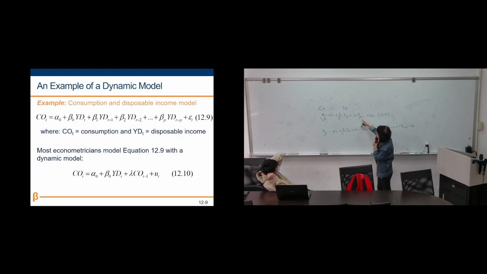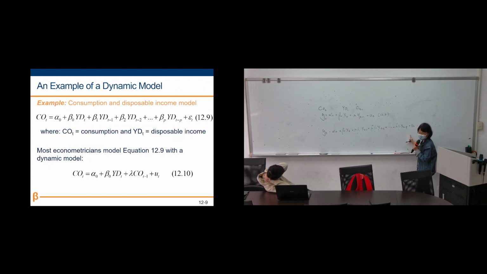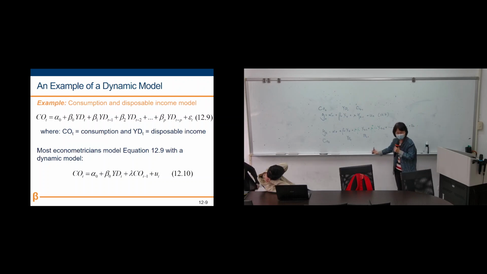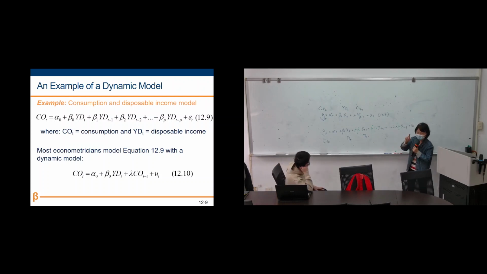So if I have t minus 1 here, this is CO t minus 1, and this is t. If I express this as a distributed lag model, then again this is CO t, and all this is YD, this is t and YD t minus 1, etc. Understand what we're working with? So I'm going to use the OLS model to run this one as well as this one.